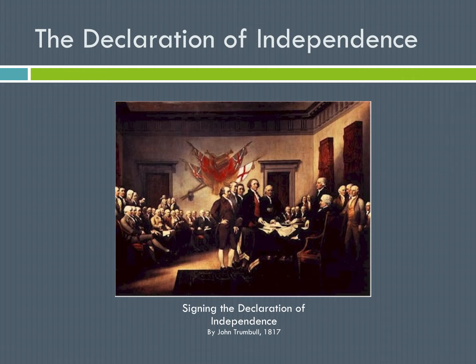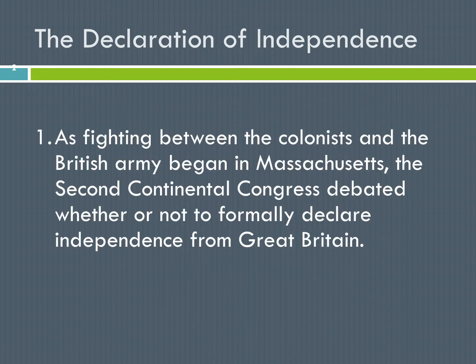We've been looking at the various sides on whether to declare independence: the patriots, the moderates, and the loyalists. Obviously, as we know, the Patriots win this argument at the Second Continental Congress, and eventually there is a Declaration of Independence. So let's see how we got there.